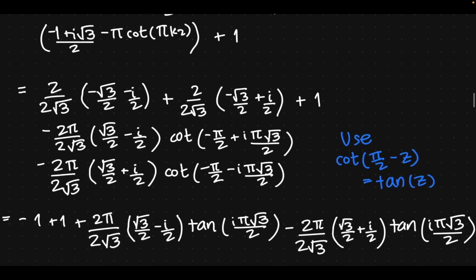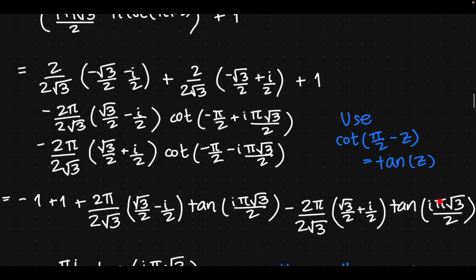And we can simplify. The terms in the bracket will just become minus 1. We had a plus 1 that was following us from the beginning. So minus 1 plus 1 plus, there's some terms that are going to survive. The imaginary terms are going to survive, but we'll write them all out for the cotangent. So 2 pi over 2 times square root 3 in bracket square root 3 over 2 minus I over 2. Instead of the cotangent, we have a tangent using this complementary angle formula. So tangent I pi square root 3 over 2 minus 2 pi over 2 root 3 in bracket square root 3 over 2 plus I over 2 tangent of I pi square root 3 over 2.